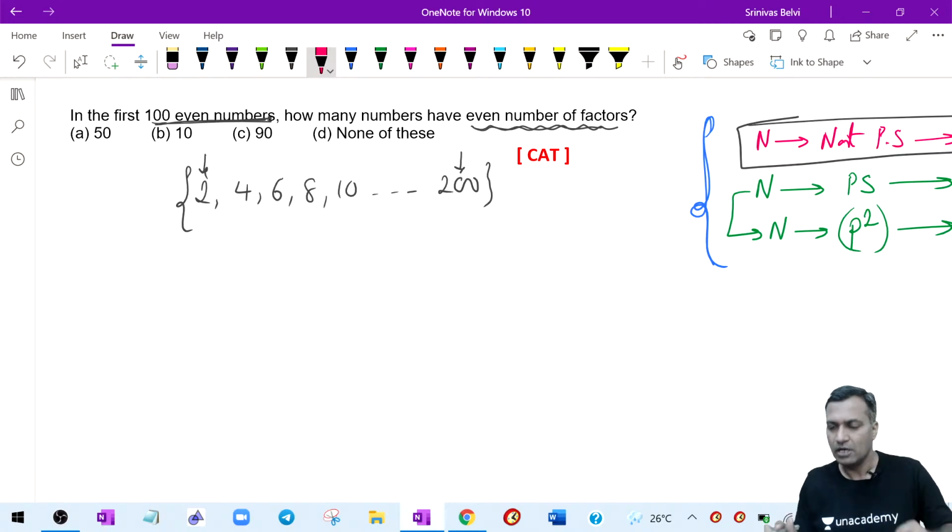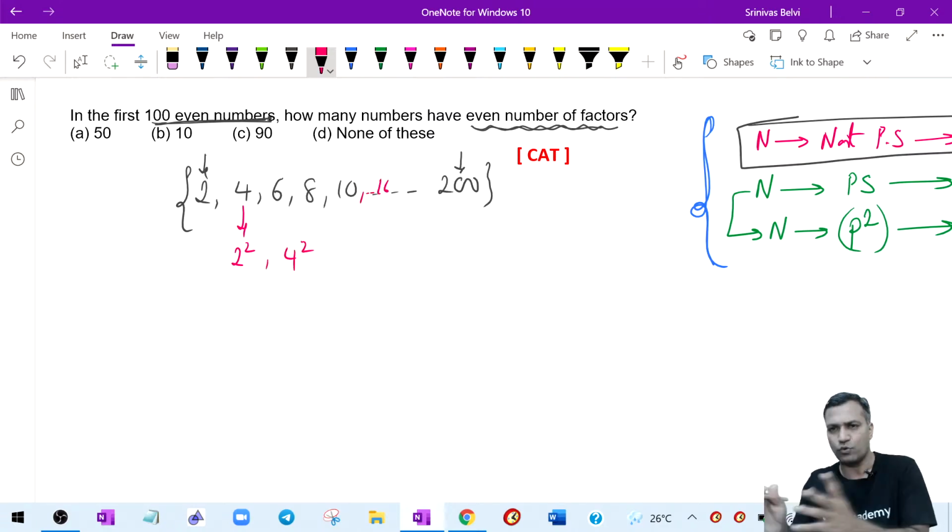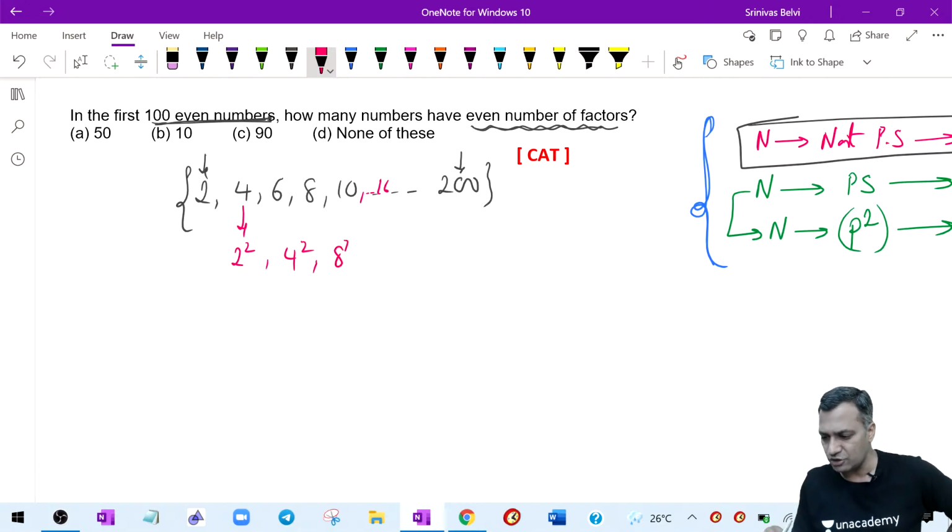Okay, except the numbers which are the perfect squares. Which perfect squares would be even? Naturally, the square of an even number would be even. Here it is, 2 square here. Similarly, you would have a 4 square, that is 16 somewhere here, 12, 14, like that. When you are writing 4 square, I should eliminate. Say 8 square, I should eliminate, like this.